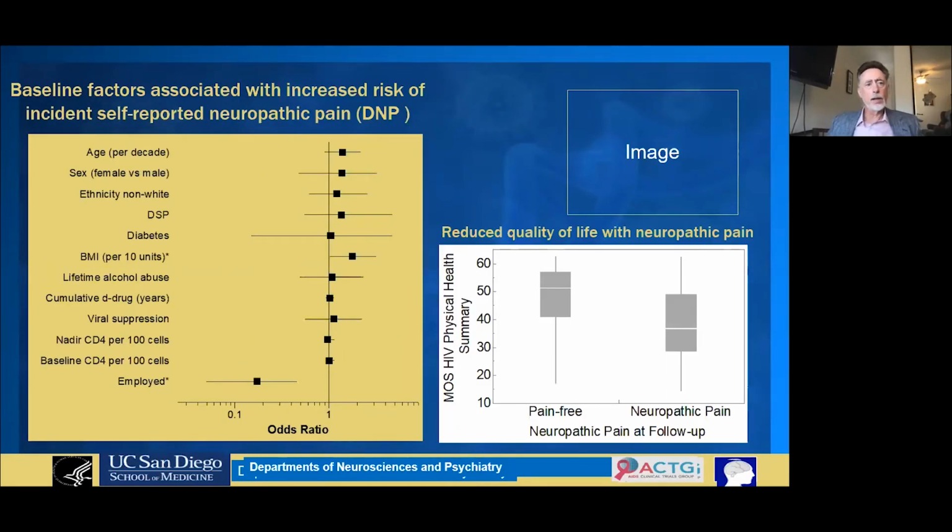On the right-hand side, the risk factors for neuropathic pain: advancing age, higher body mass index, so obesity is a risk factor for worsening neuropathic pain, and not being employed is another risk factor. So employment actually is protective. People with neuropathic pain have a markedly reduced quality of life, as we mentioned previously. So that association has continued.